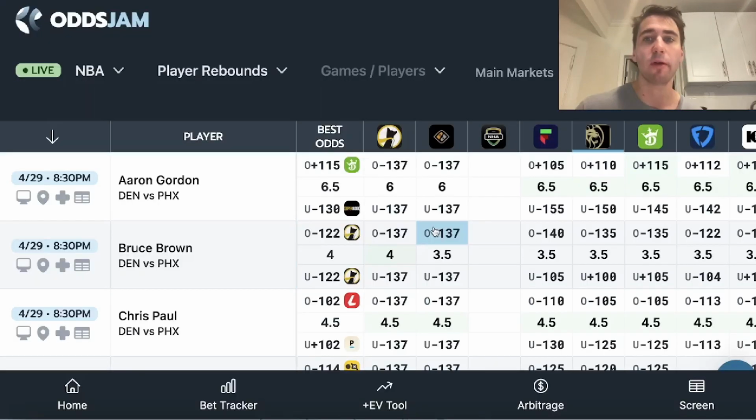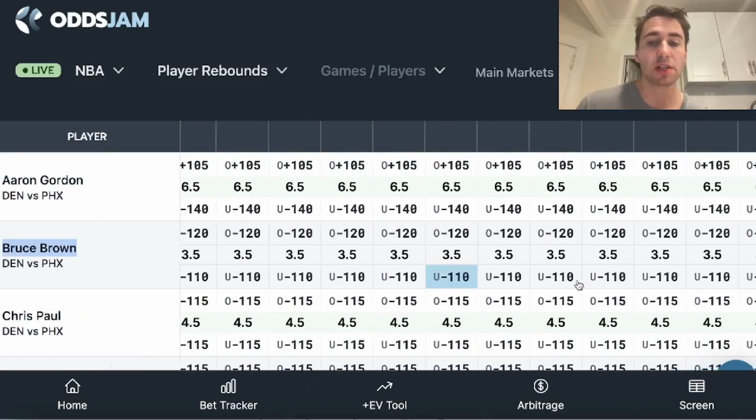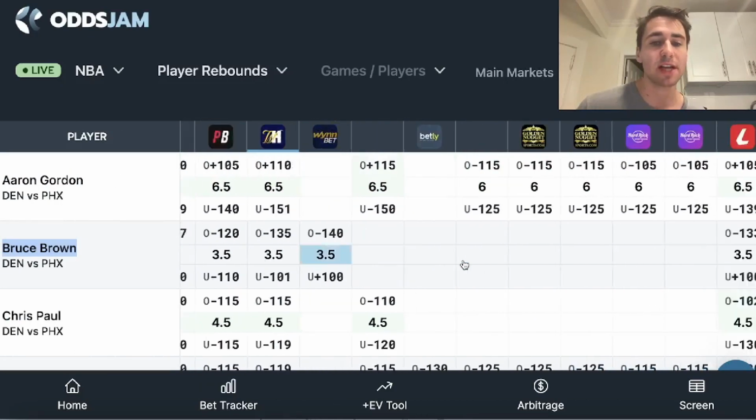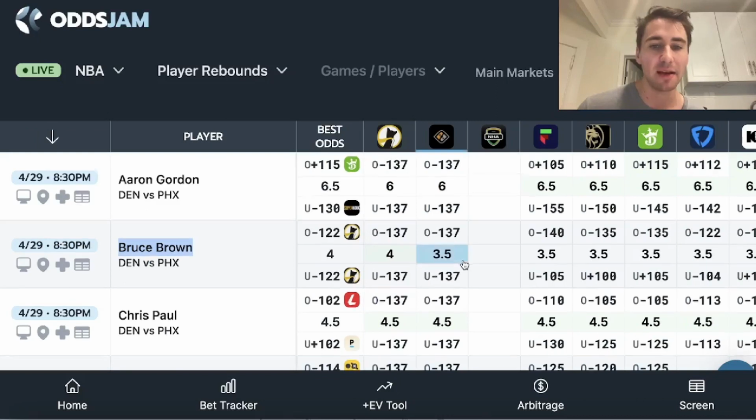Then we're going to flip over to player rebounds. Once again, sometimes there's more value in different markets. Sometimes there's more MLB plays, but we're finding value in the NBA today. So Bruce Brown, his line is 4 on Underdog, all the sportsbooks, every single one, as well as Prize Picks, a direct competitor to Underdog Fantasy. All these books are saying his line should be set, right?